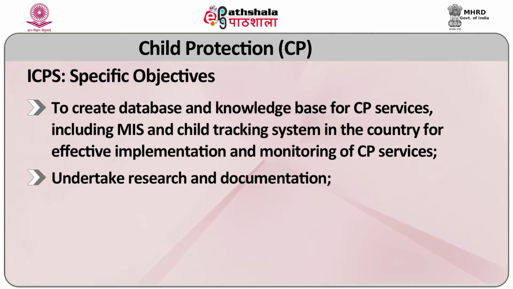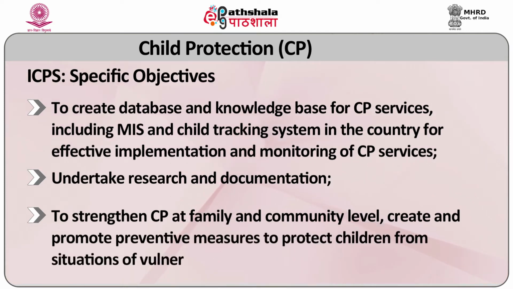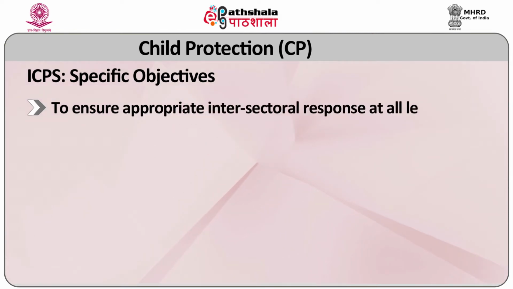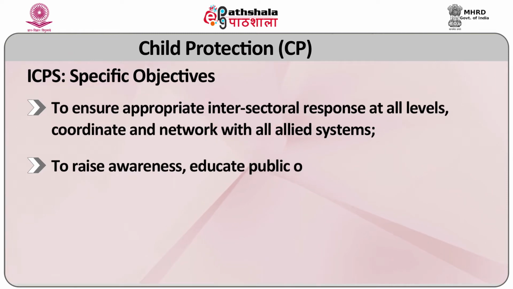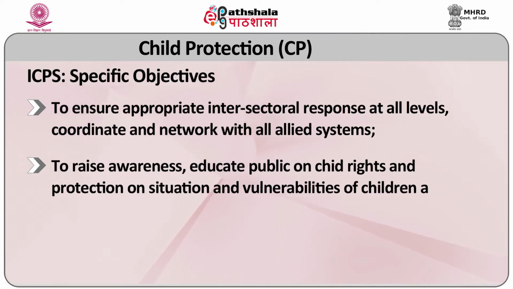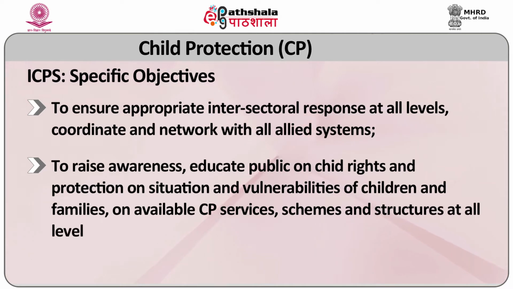Undertake research and documentation. Strengthen child protection at family and community level. Create and promote preventive measures to protect children from situations of vulnerability, risk, and abuse. Ensure appropriate intersectoral response at all levels. Coordinate and network with all allied systems. Raise awareness. Educate the public on child rights and protection, on situation and vulnerabilities of children and families, on available child protection services, schemes and structures at all levels.